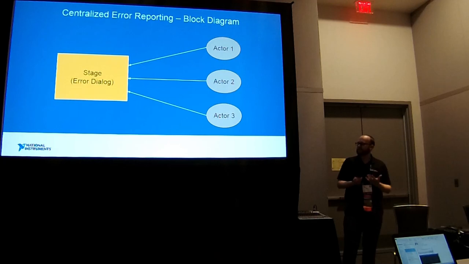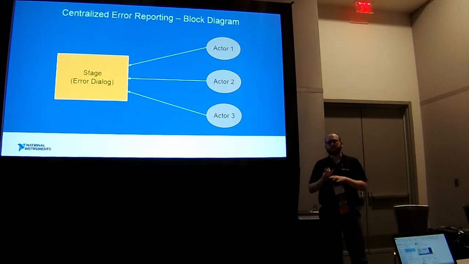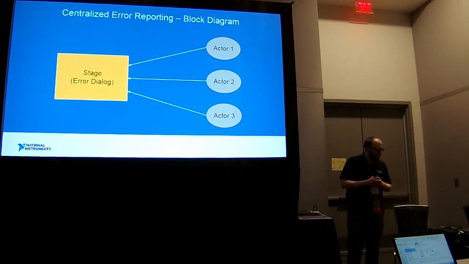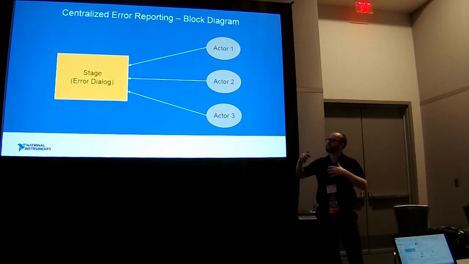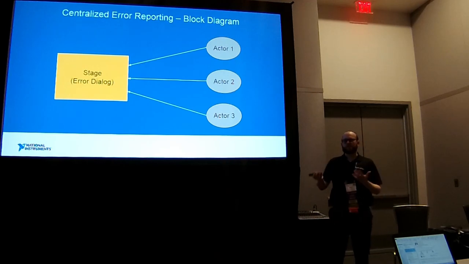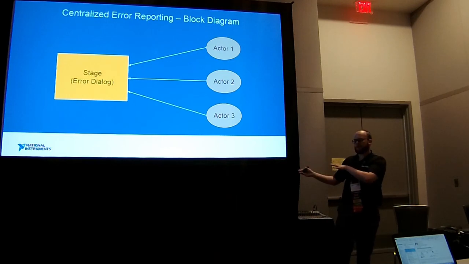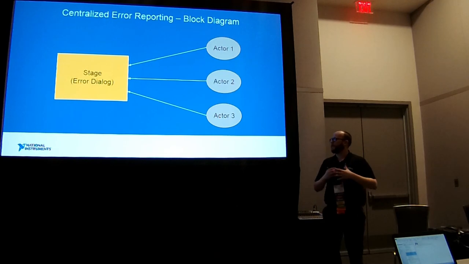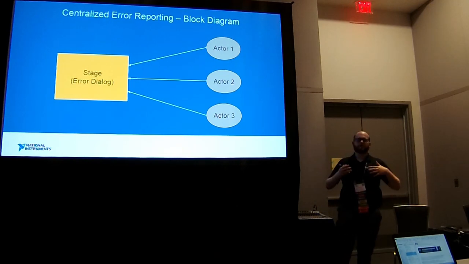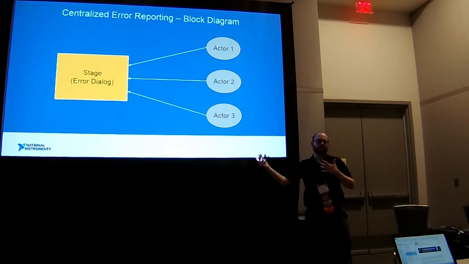The way this works with the active object is that when the first actor is created, the stage is created and then launched. There's only one stage per application instance. They all communicate with each other through user events. The actors send user events to the stage, representing the error that they see and reporting it. And the stage can be used to shut down the actors. I will say that's not the typical application flow, but if you're debugging your application and you find yourself in a bad place and you just need to shut everything down, you can do that from the error dialog.